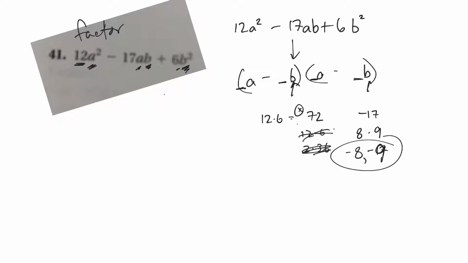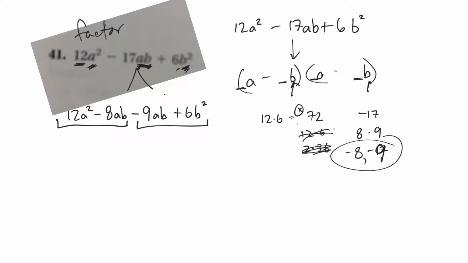So I'm going to replace this middle term with those. So I'll have 12a squared minus 8ab minus 9ab. So I just keep the same coefficients there, plus 6b squared. Now I'll group factor. So I can take a 4 and an a out of both of these. So that'll be 3a minus 2b. And then the next one I can take a negative 3.